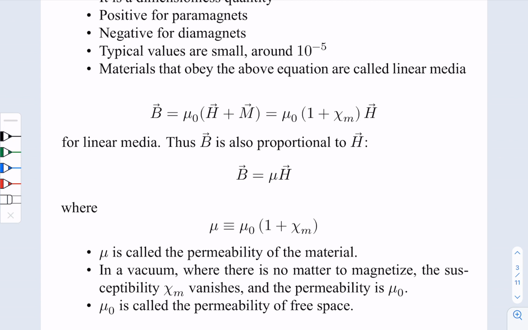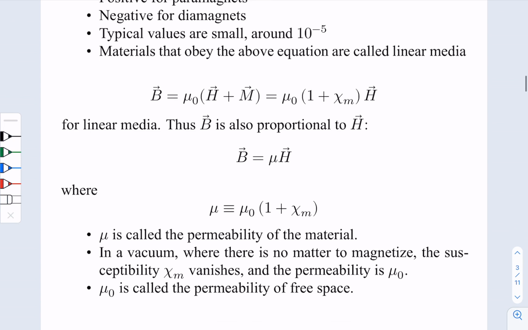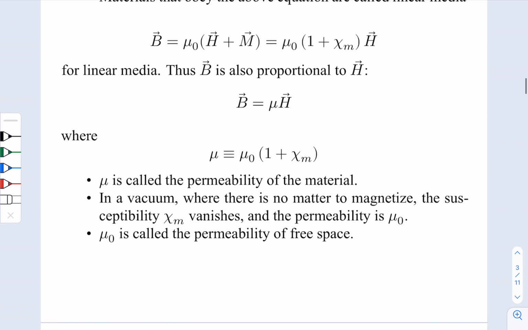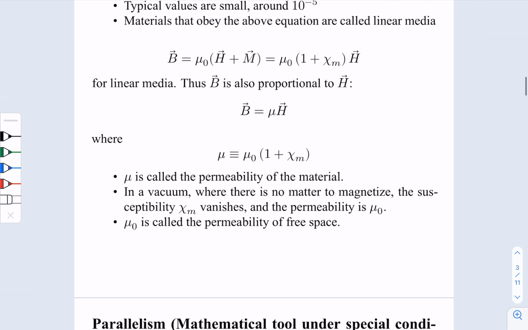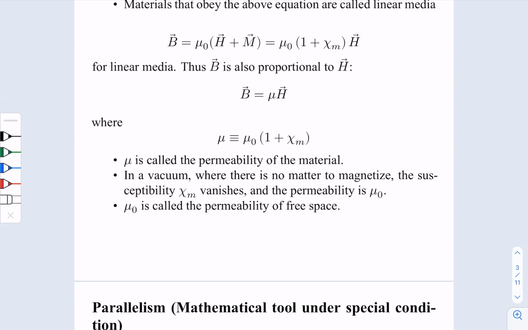I guess you are already familiar with all this from Physics 2041 already, right? Okay, so any questions?